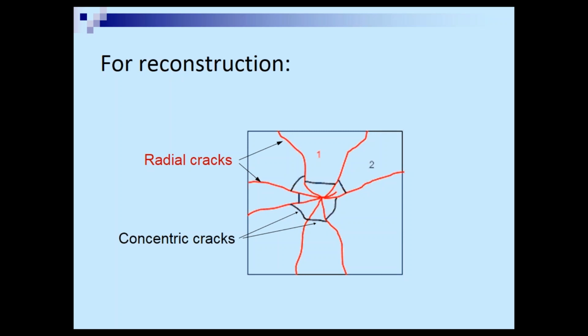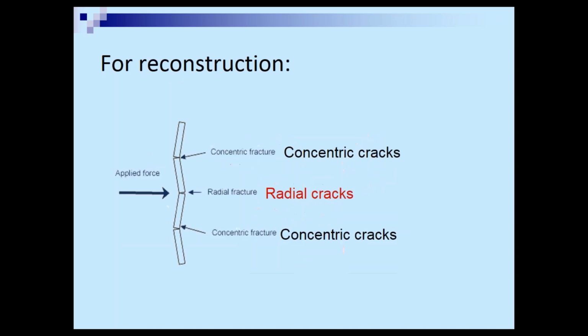When an item strikes glass, the radial cracks go out from the center, forming a bunch of pieces of pizza, and then the concentric cracks cut off the tips of the pizza, so they form sort of circles around the center impact.